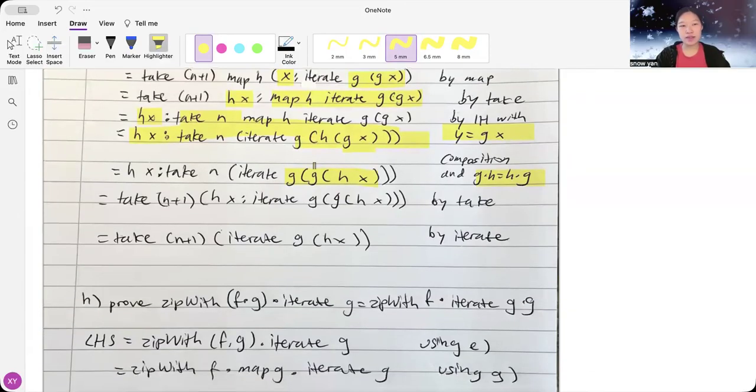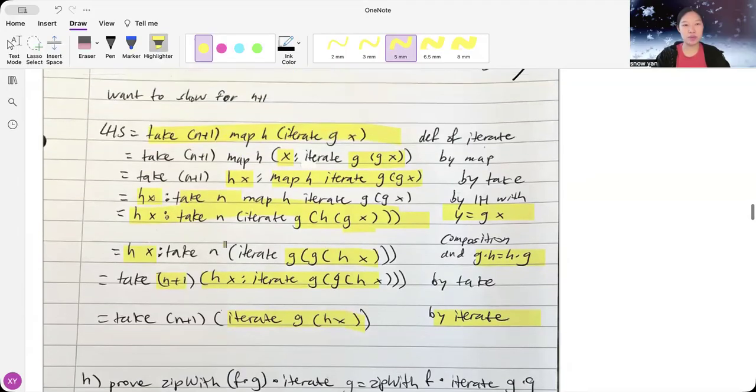Then I can apply my definition of take to combine the h of x back into this equation. So n now goes to n plus 1, and then h of x followed by iterate of this thing. So then I just put this back into the definition of iterate, and I would just have iterate of g of h of x, so that I get my right-hand side. So I'm done with my proof.